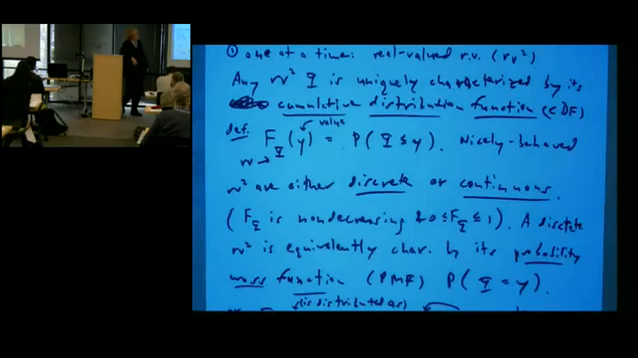A continuous random variable instead has no conceptual gaps between the possible values. It just varies continuously along the number line. There is a distinction worth mentioning.